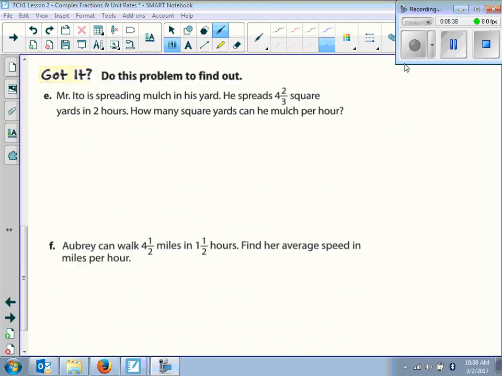Mr. Ito is spreading mulch in his yard. He spreads 4 2/3 square yards in 2 hours. How many square yards can he mulch per hour? So, what are we comparing? We're comparing yards squared to hours. Very good. So, we're going to write our original ratio. So, that's going to be 4 2/3 yards squared in 2 hours.